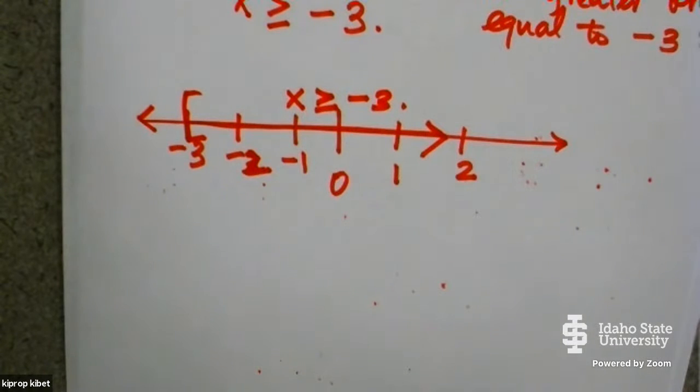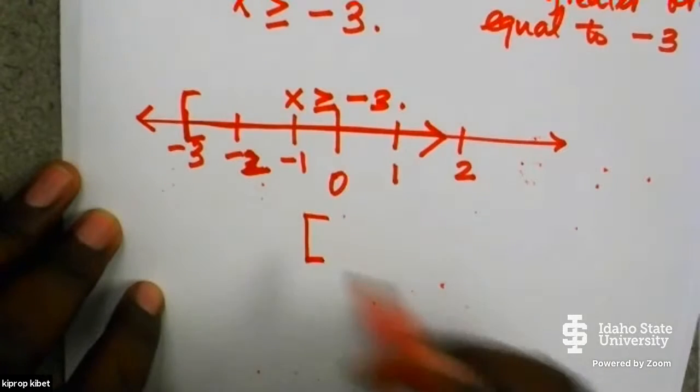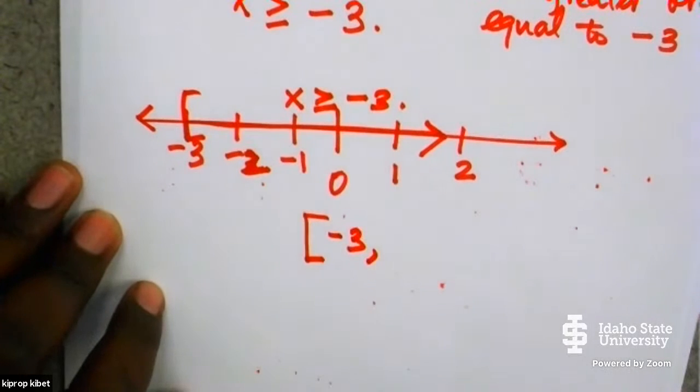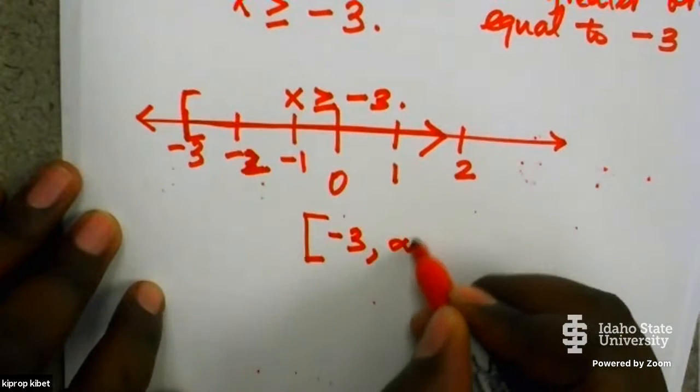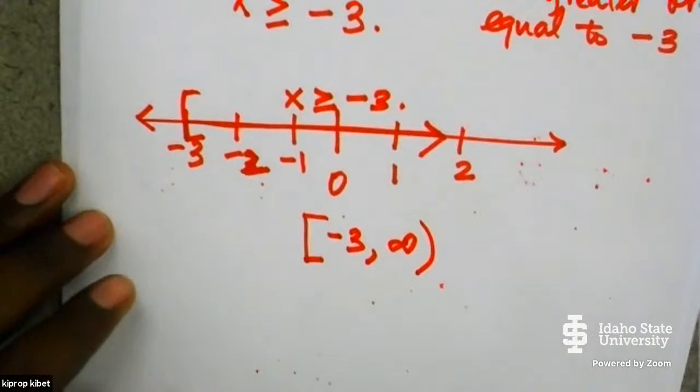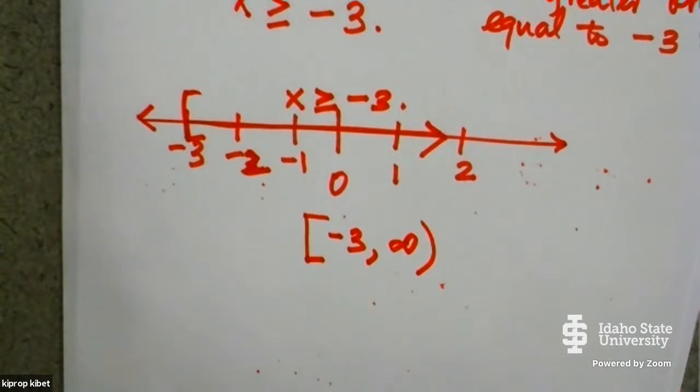How should we write this in interval notation? The bracket, minus 3, and then infinity, and then parenthesis. Yes, so that's how we write it.